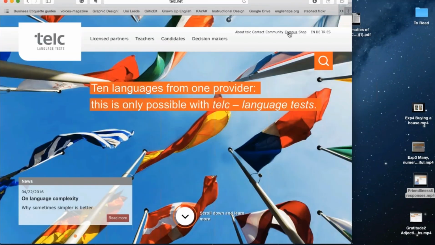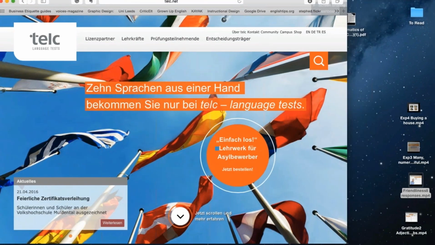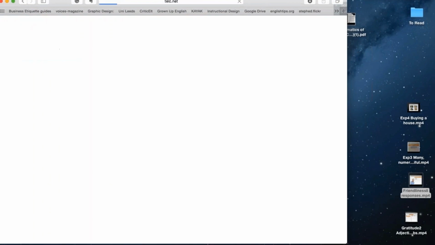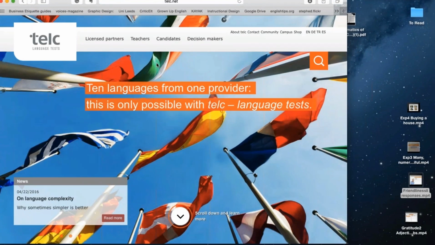Laura, I think this would be a good opportunity to show how people can find this material. Maybe you can show very briefly, since you can share your screen, how people find Campus and how they log in. You go onto the telc website. I am going to click on English just for the sake of it. And then you would go to Campus.